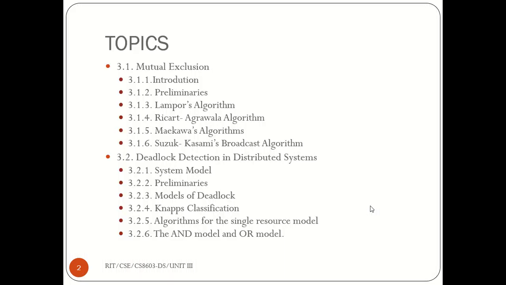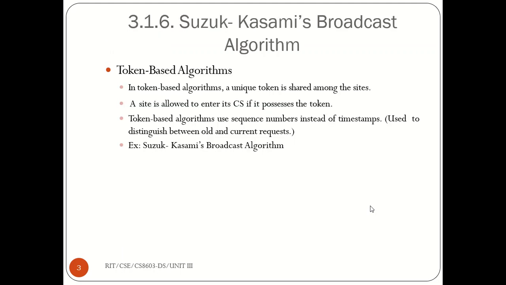Today's topic is Unit 3, Mutual Exclusion. First, what is mutual exclusion? Mutual exclusion based on the token-based algorithm. The first algorithm is the Suzuki-Kasami broadcast algorithm. The Suzuki-Kasami algorithm has two types: the first one is the token-based algorithm, the second one is the non-token-based algorithm.